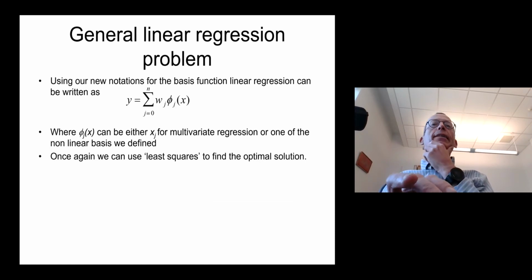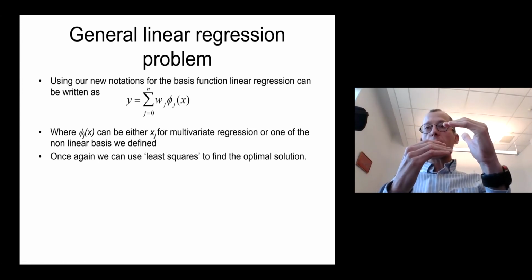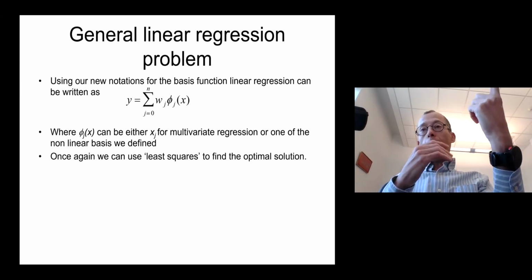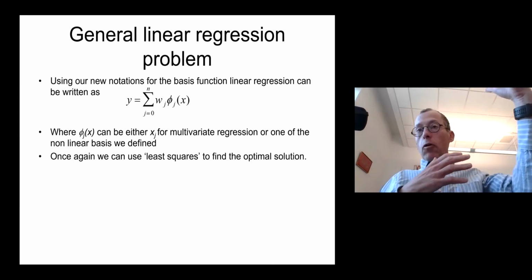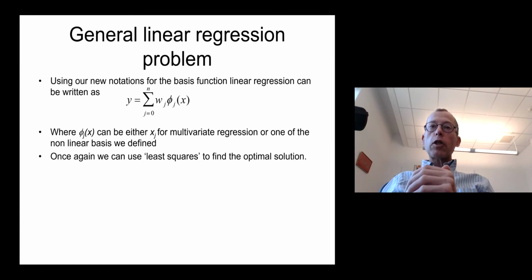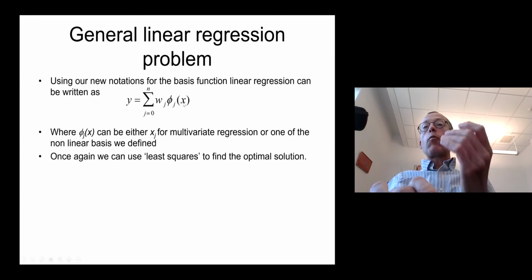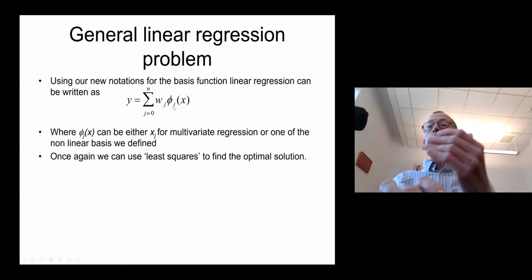Okay, so if that's the case, then we can write the linear regression problem rather than, as we did before, as sum of wi xi. Rather than that, we can write it as y equals sum of j equals 0 to n, where we expand the feature space to include 1. 1 is the value that we multiply w0 by, and other than that, it's all the transformed features. So w0 is multiplying 1, and all the others are multiplying some function of the input.